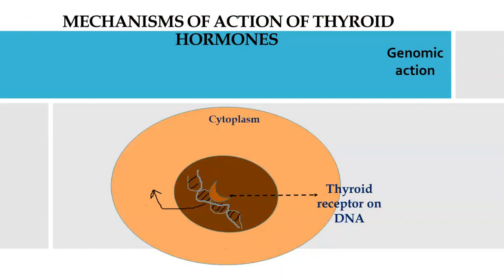Okay, so now we will be discussing the mechanism of action of the thyroid hormone. There are two types of mechanism of action. One is genomic action.